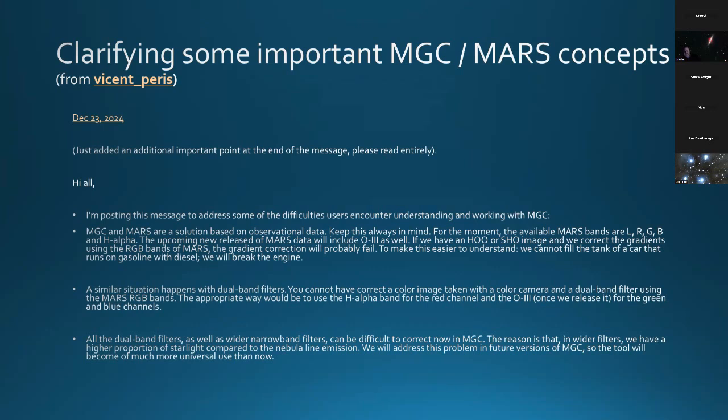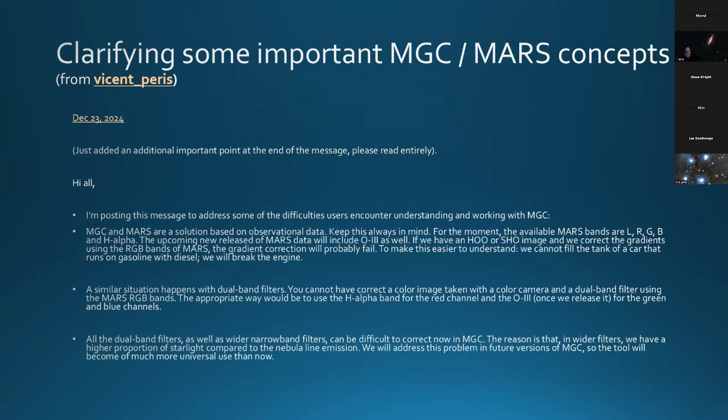Always keep this in mind: for the moment, the available MARS bands are luminance, red, green, and blue, and hydrogen alpha. So if you're going to use O3, it might not work. It might work on the user side, might not work on their side. But there's still data that's always being added to it. By the time you get around to doing it, some of this other stuff could actually be added in as we keep going. So they're slowly building that database out.